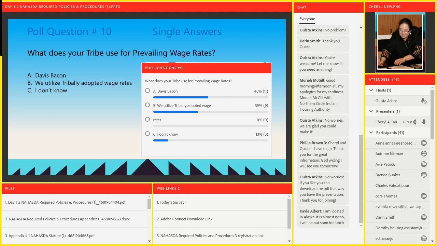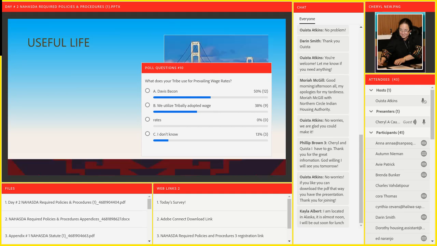Okay. Wow, we got quite a few of you that utilize tribally adopted wage rates. That's awesome. Make sure when you're doing your APR, it's going to ask you which one you're using and if you're using both, and in which case, why. Okay. We've got some I don't knows. Hey, it's pretty even split though. You can close that up in the interest of time. Thank you guys for answering.